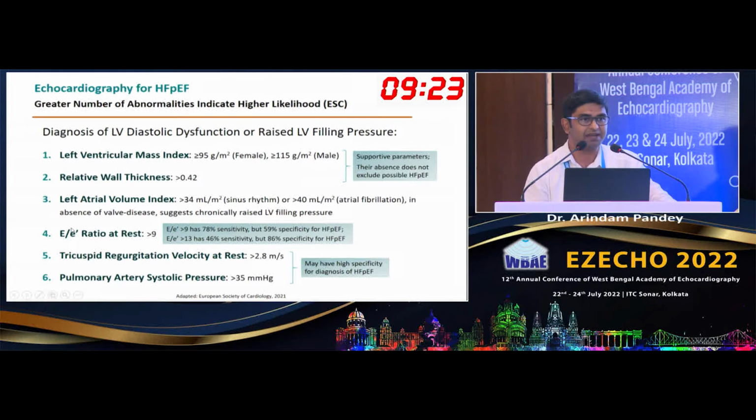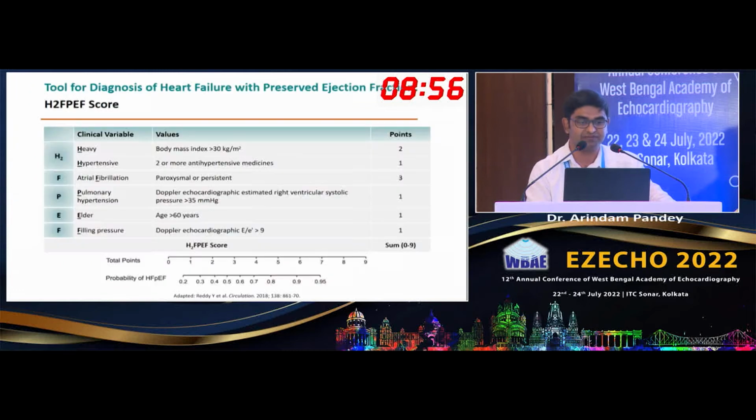Capital E by E prime is somehow standardized, because this is probably the most widely researched parameter, and it has been shown to be 78% sensitive and 59% specific for detection of heart failure with preserved ejection fraction. Now, tricuspid regurgitation velocity at rest is also given importance. Pulmonary artery systolic pressure, a very simple thing to assess by echocardiography, may have very high specificity for diagnosis of heart failure with preserved ejection fraction.